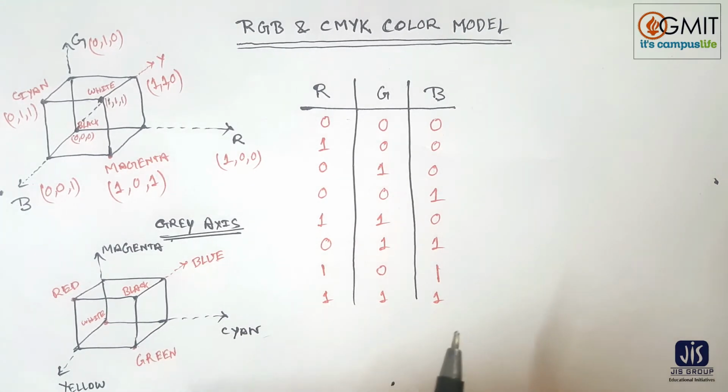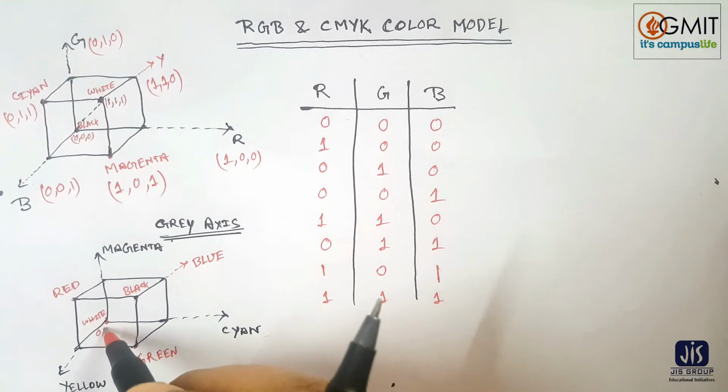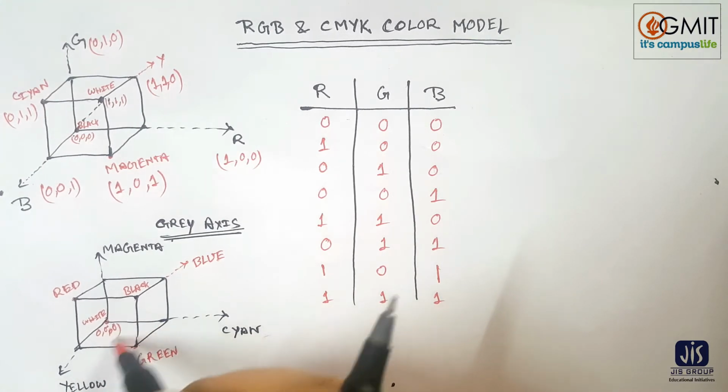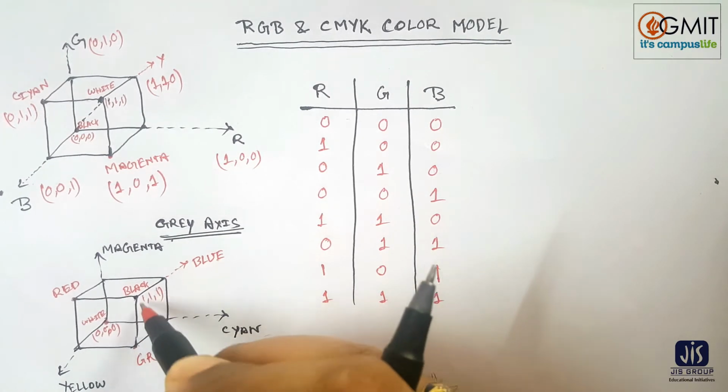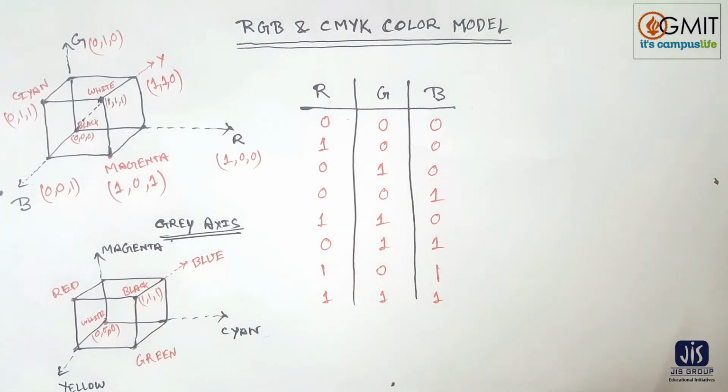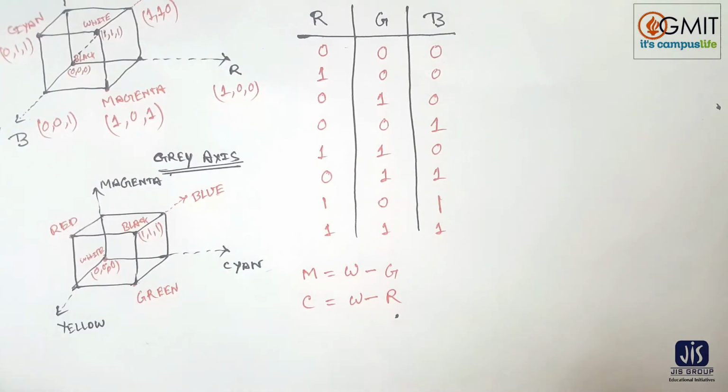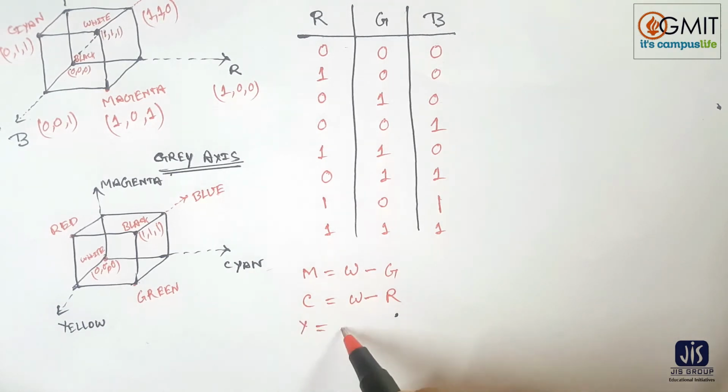How can we get this? Actually here white is 0, 0, 0 and black is 1, 1, 1. How can I get this? We are getting this like magenta is equal to white minus green, cyan is equal to white minus red, and yellow is equal to white minus blue.